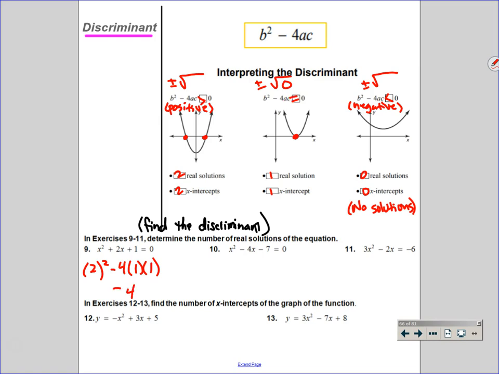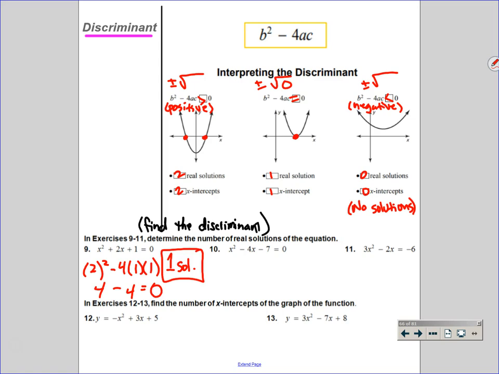My exponent makes this into what? 4. What is 4 minus 4? 0. Okay, so when they say determine the number of real solutions, as soon as we find our discriminant, we know how many solutions. How many? Just 1. So this will be 1 solution. I don't mind if you guys just go ahead and use SOL. We can use SOLN. That's another abbreviation for solution. But yeah, 1 solution. Why? Because the discriminant is 0.